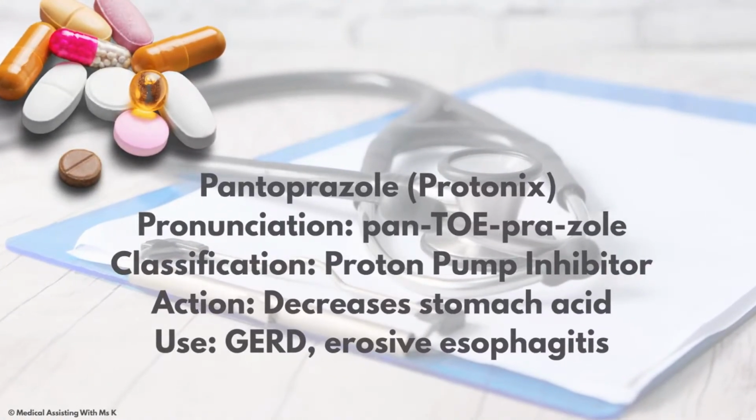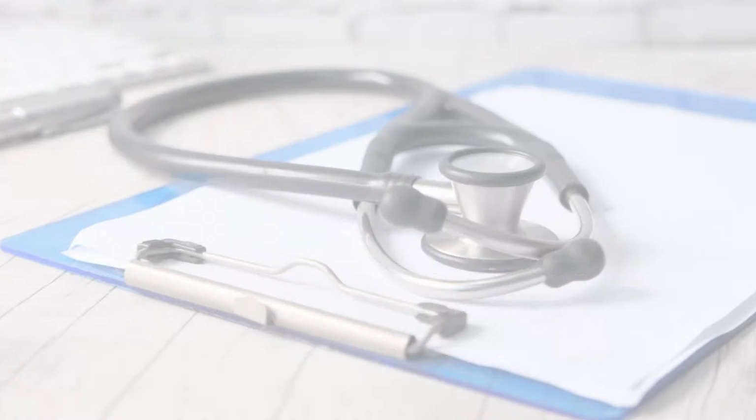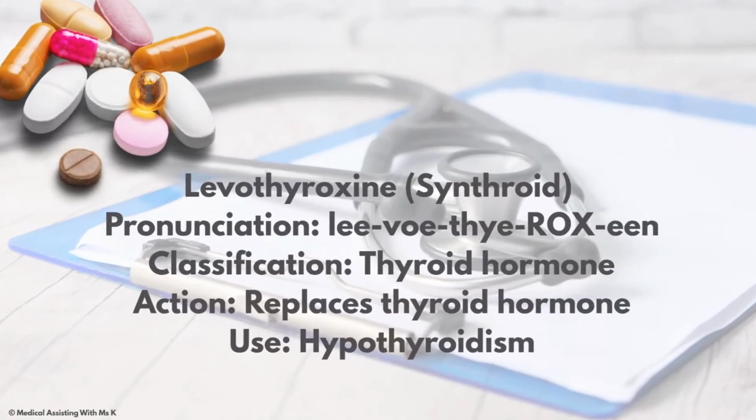Next, we have pantoprazole. Brand name is Protonix. Classification also a proton pump inhibitor. It decreases stomach acid, used for patients with GERD or erosive esophagitis, or inflammation of the esophagus. And how do we know that? Because itis is inflammation, right?